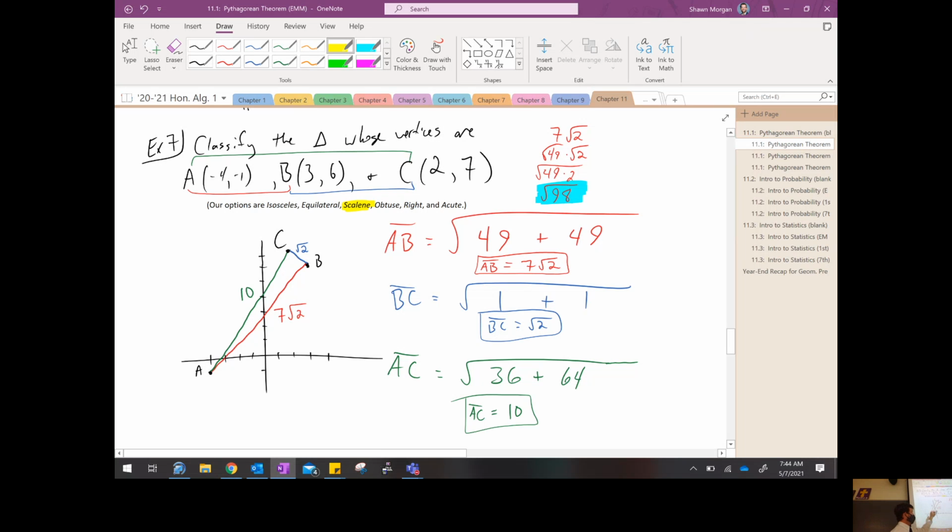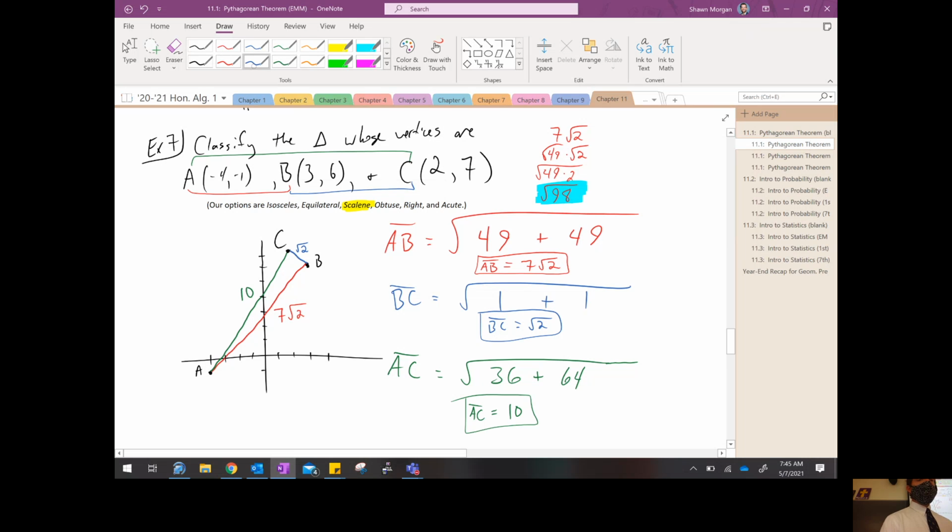Then what's the biggest angle? A, B, or C? Very good. The biggest side is across from the biggest what? Angle. So angle B is going to be the one that I investigate to see whether or not it is 90 degrees. Okay. So in order to do that, I'm going to use what's called the converse of the Pythagorean theorem.